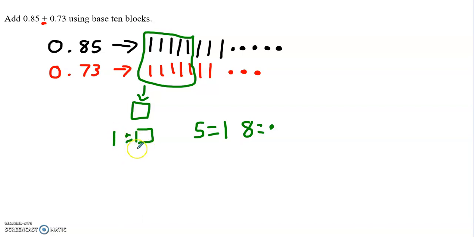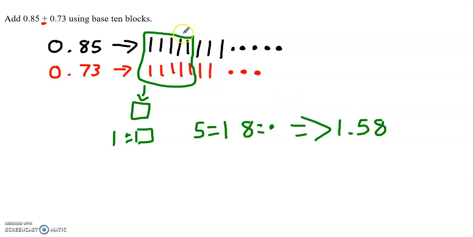Because I did that regrouping, this is going to then fully equal, well, the flat is 1 whole. The longs are my tenths, so I have 5 of those. And my singles, those are my hundredths, and I have 8 of them. So this actually equals 1 and 58 hundredths.